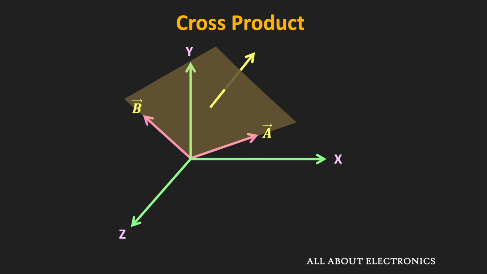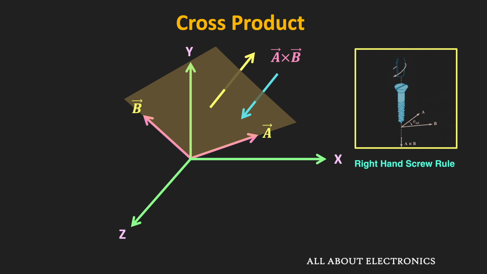Now this perpendicular vector can have two directions. That means it can go outwards or it may be coming inwards. So the question is how to find this direction. The direction of this vector can be found using the right hand screw rule. As you know, when the right hand screw is turned clockwise, it will go inwards, right? And whenever it is rotated anti-clockwise, it will go outwards.